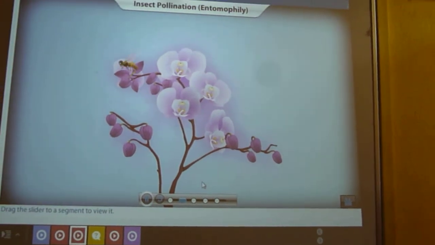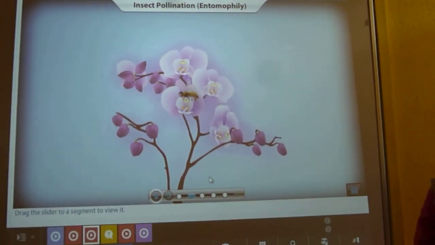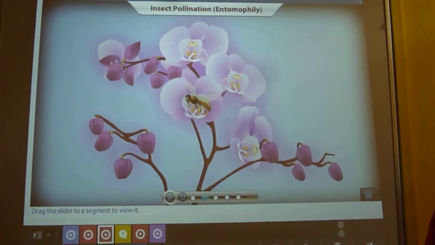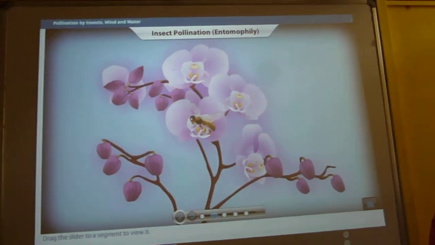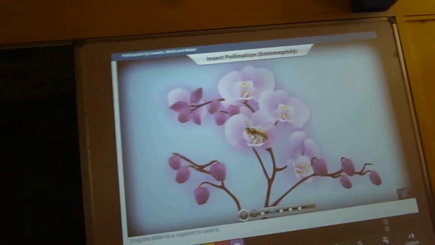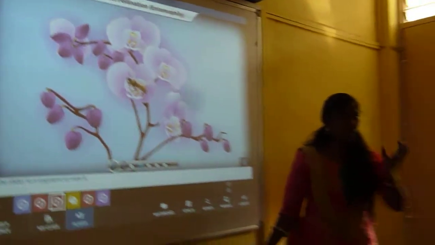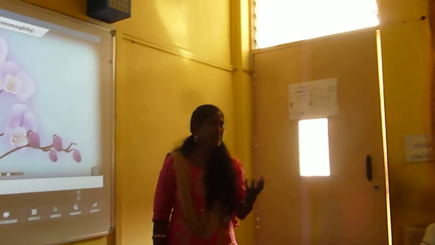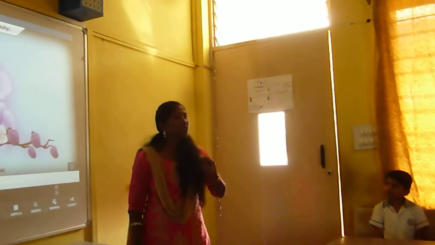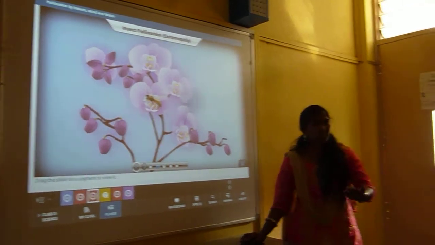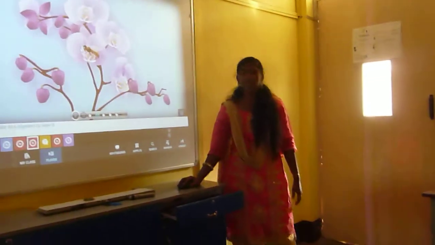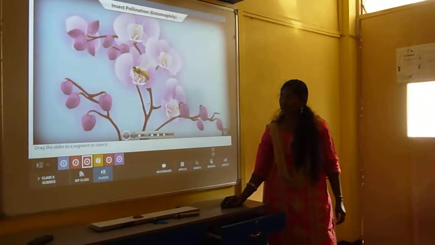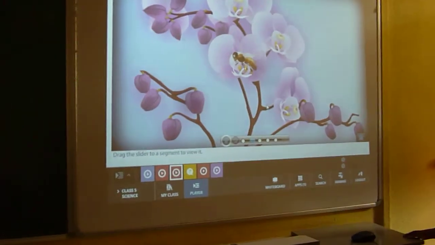So this is insect pollination. It is also called entomophily. Here the bees go and sit on the flower. When it sits on the flower, the pollen grains stick onto the legs of the insect, and when it flies and sits on another flower, the pollen grains get dropped on the stigma of the other flower. You can observe here that the pollen grains are distributed by insects.